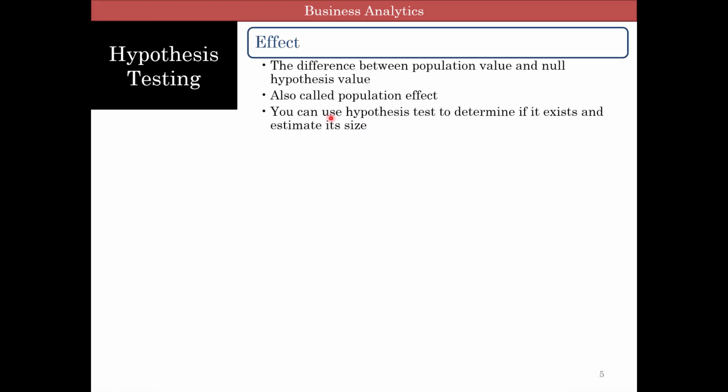So what is an effect? The effect is the difference between the population value from which you're taking the sample and the null hypothesis value. Remember, with the null hypothesis, you're saying nothing is happening. And you're looking at this population, taking a sample, thinking something's happening. For example, there's a problem in the manufacturing process and it's creating defects. So the population from which you're taking the sample is different from your null hypothesis, which means that there is something there. This difference is called the population effect. You can use hypothesis testing to determine if it exists and estimate its size.